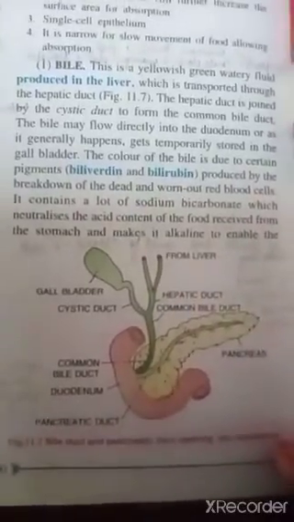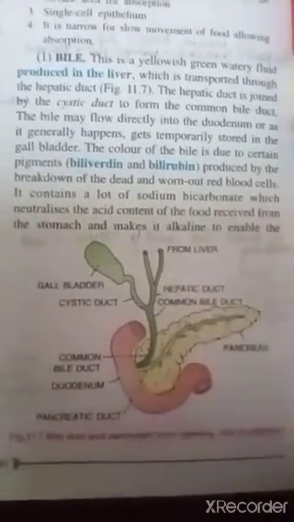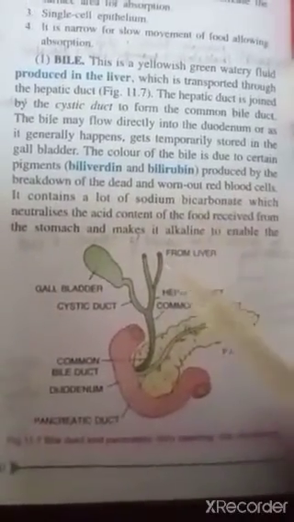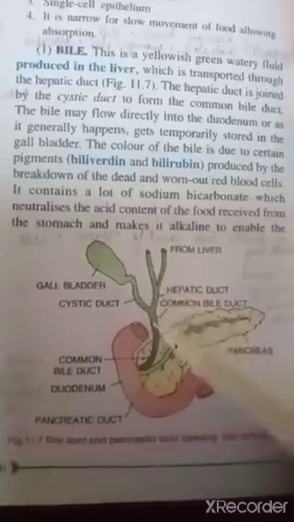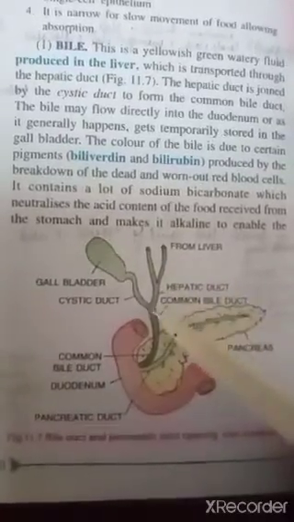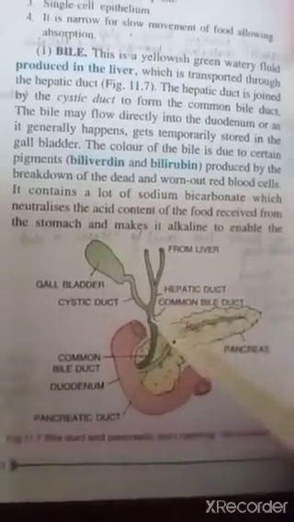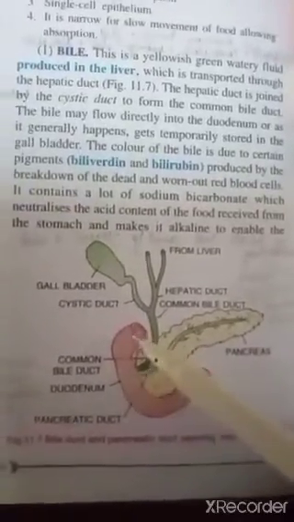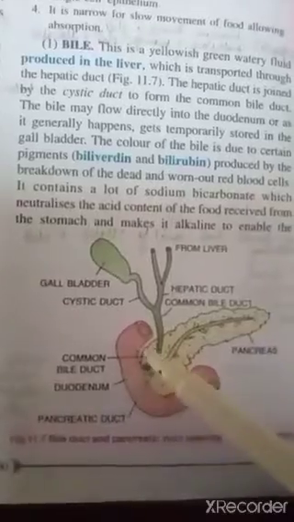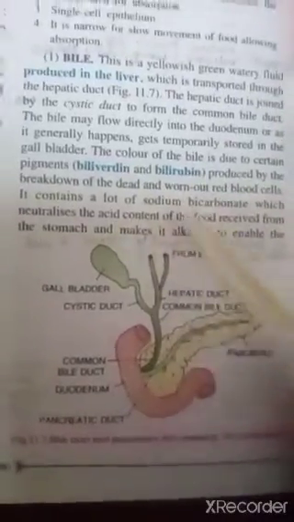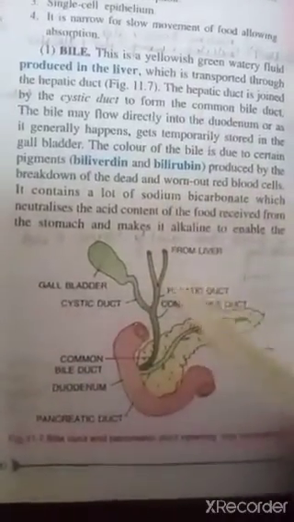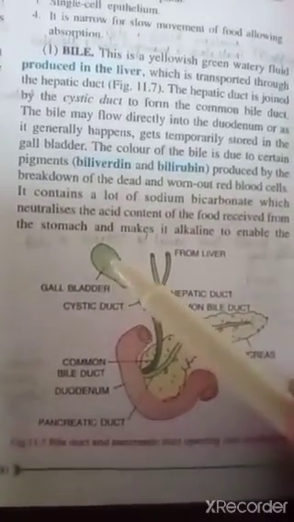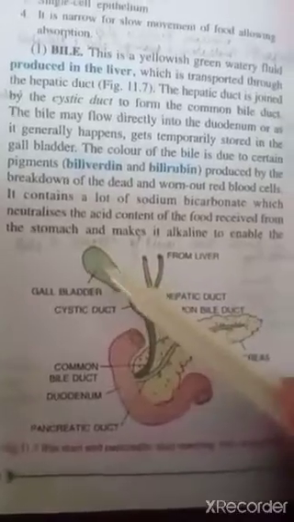It is produced in the liver and transported through the hepatic duct. See students, when bile is produced in the liver, it is transported through the hepatic ducts, and these two hepatic ducts further form the common bile duct, which opens into the duodenum, a part of the small intestine. So when the liver produces bile, it goes through the hepatic duct, and for some time it is temporarily stored in the gallbladder.